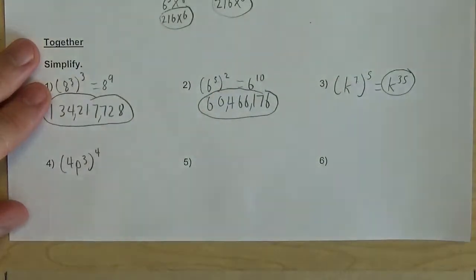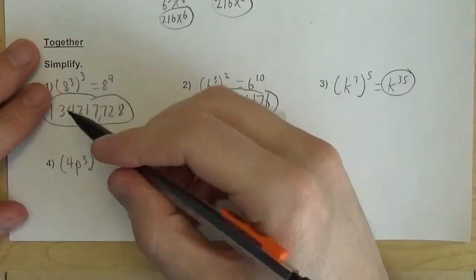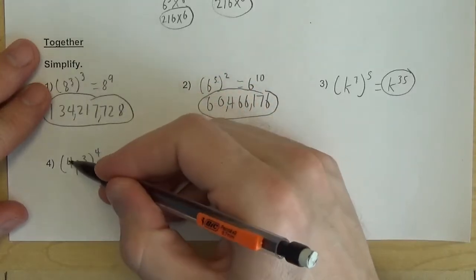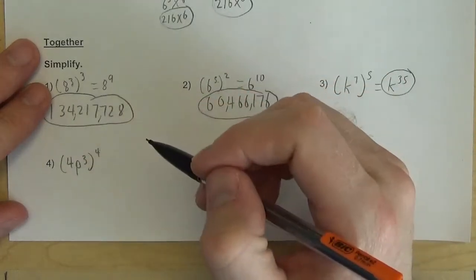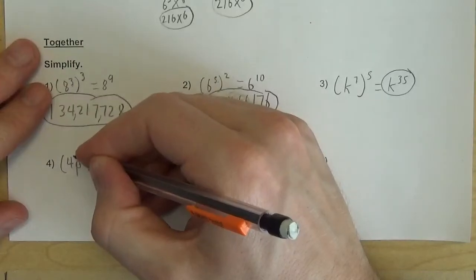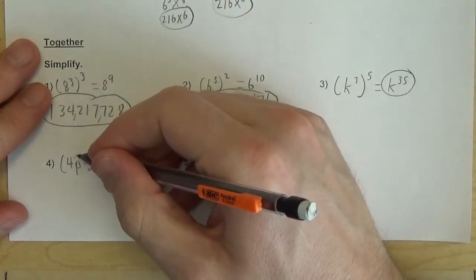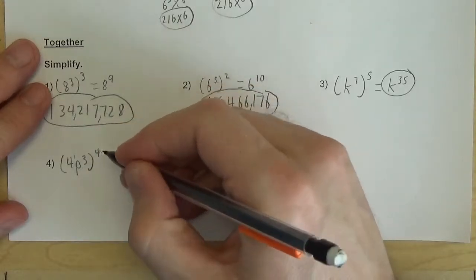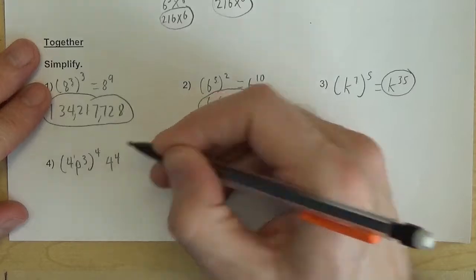Number 4 is, in parentheses, 4p to the 3rd, to the 4th. So this is one of those where we have more than one thing that we could consider to be a base here. We have 4 that gets that exponent of 4 applied to it, and p to the 3rd that gets that exponent of 4 applied to it. You could think of this as 4 to the 1st power if you wanted an exponent with that. So 4 to the 1st, to the 4th, you could multiply those exponents and it would still give you 4 to the 4th.